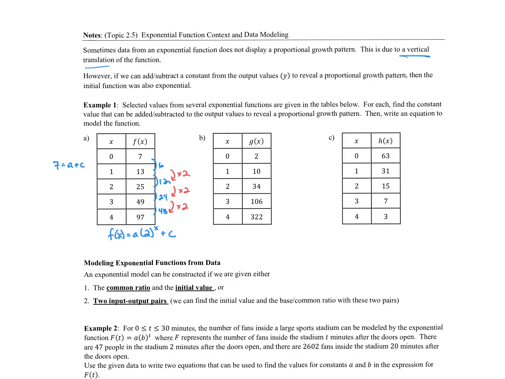Now I'm going to substitute in my next ordered pair. So now I would end up having 13 is equal to, now when I substitute in 1, I'd have what? 2 to the power of 1, which is what? 2. So now I have 2 times a, which is 2a, and then I still have plus c. So now I have a system of equations, and now I need to solve them.